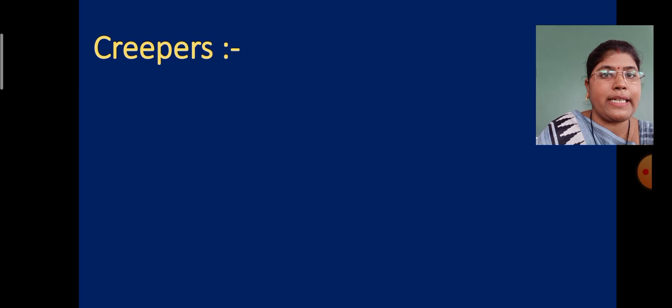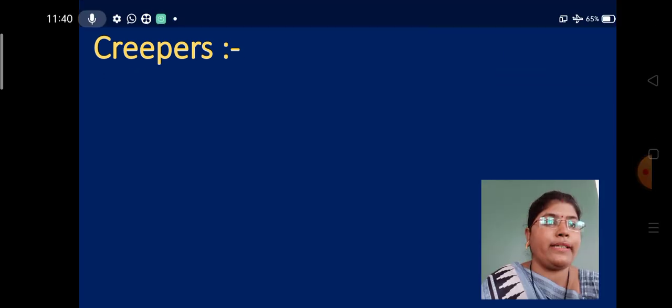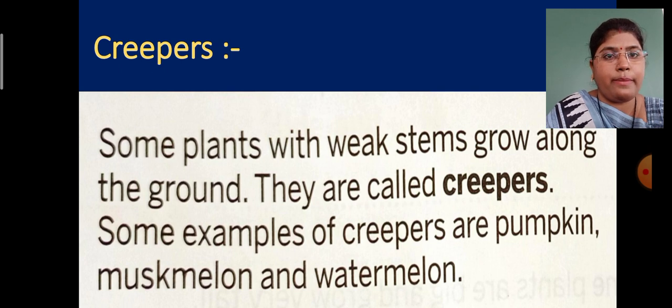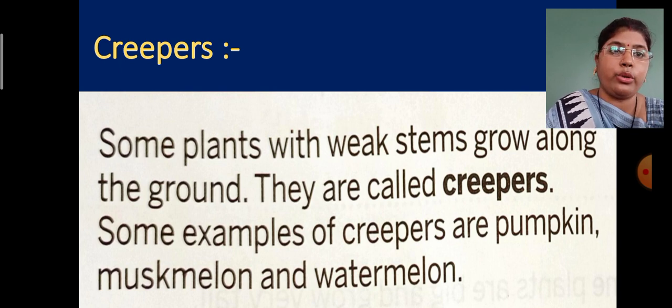Okay children, let us see the next point, that is the creeper. What about creepers? Some plants with weak stems, like creepers, grow along the ground. Along the ground means they spread on the ground, and they grow and live there. They are called creepers, and some examples of creepers are pumpkin, muskmelon and watermelon.